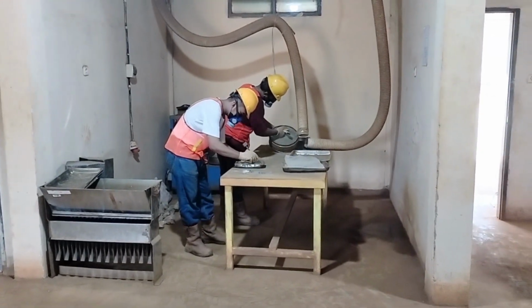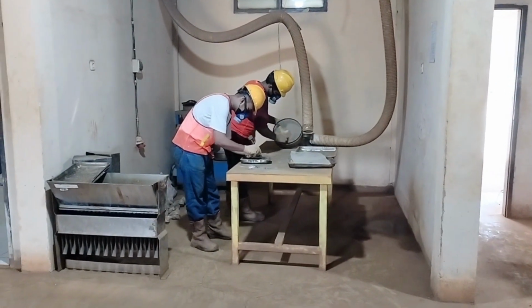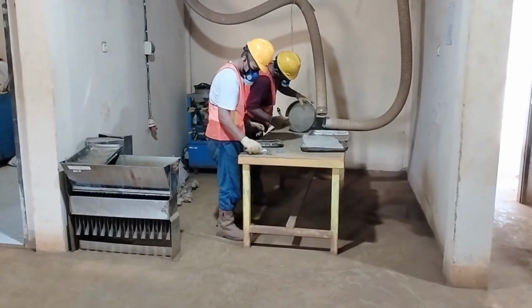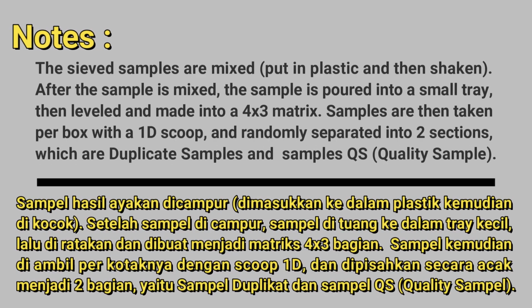The sample is sifted with a quality of 95% of the sifted sample passing the 200 mesh. The sieved samples are mixed, put in plastic and then shaken. After the sample is mixed, the sample is poured into a small tray, then leveled and made into a 4 by 3 matrix. Samples are then taken per box with a 1D scoop and randomly separated into 2 sections, which are duplicate samples and QS, quality sample, samples.